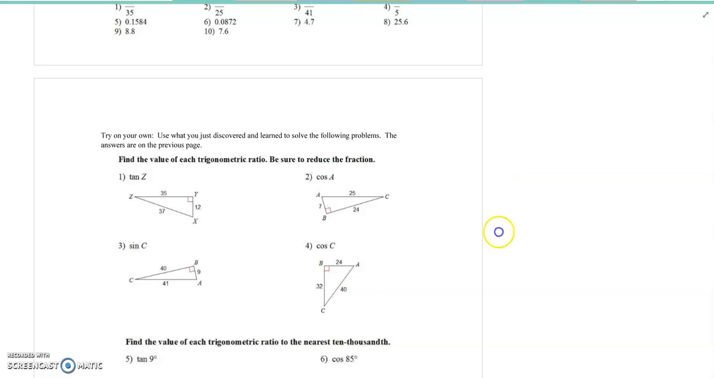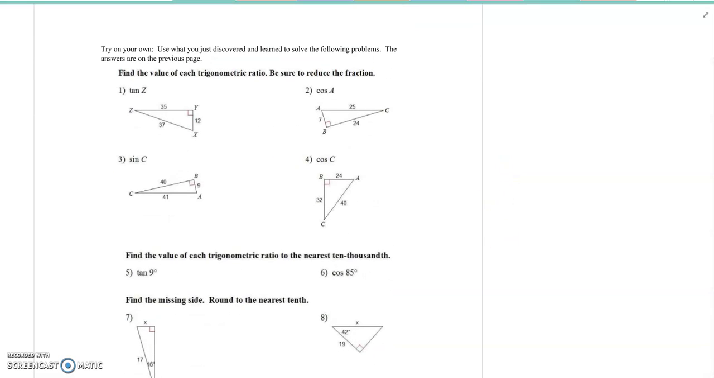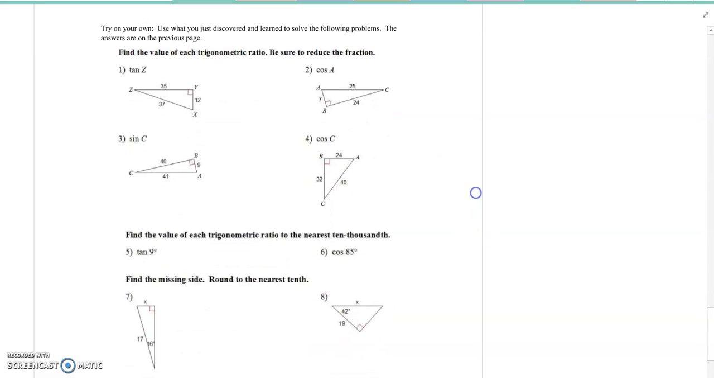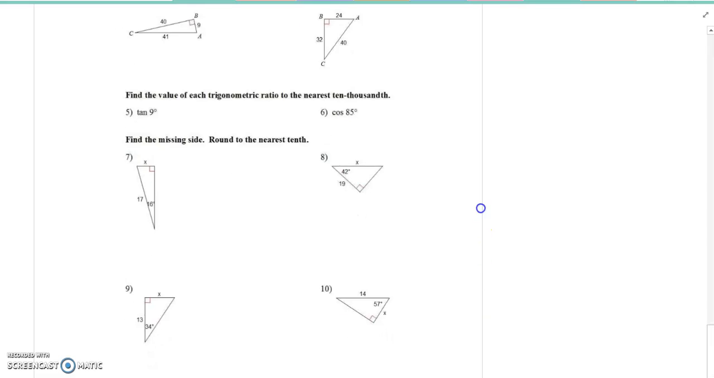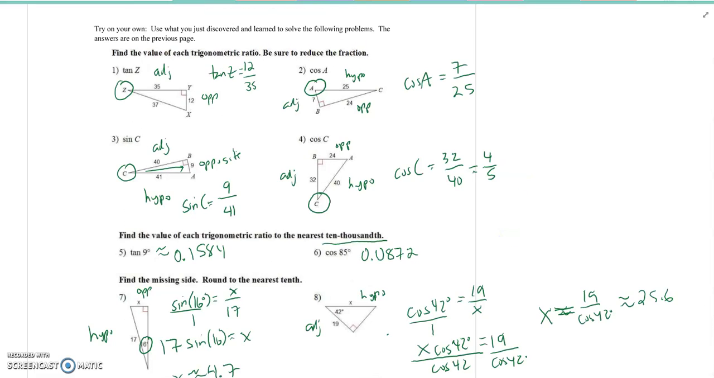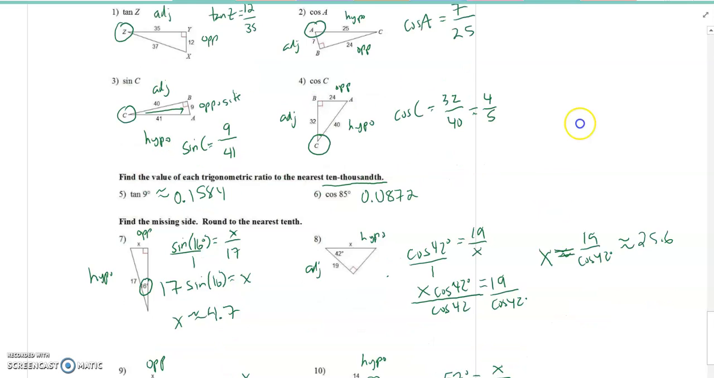Now you can use what you just learned to complete the try on your own problems. The answers are up here, so complete the try on your own and then you can check your answer. Pause the video, and in a second all the answers will be revealed in the video. Now you can check your answers and the work shown using the video. Here we have tangent z of 12 over 35. You can look at all the answers.